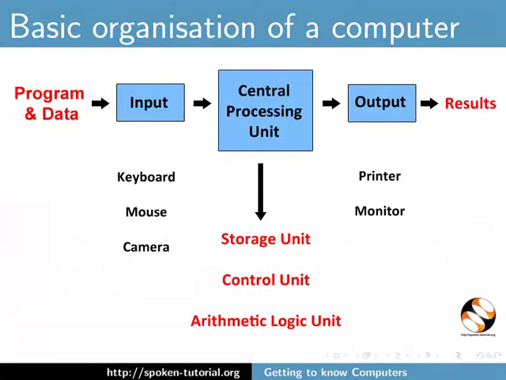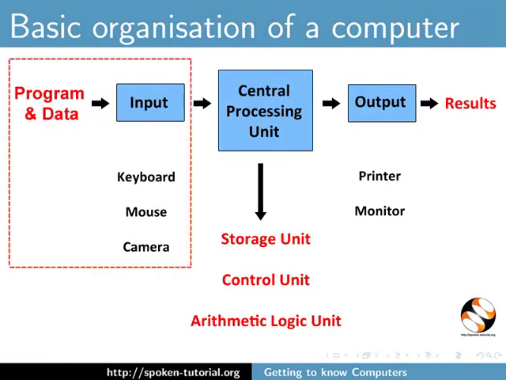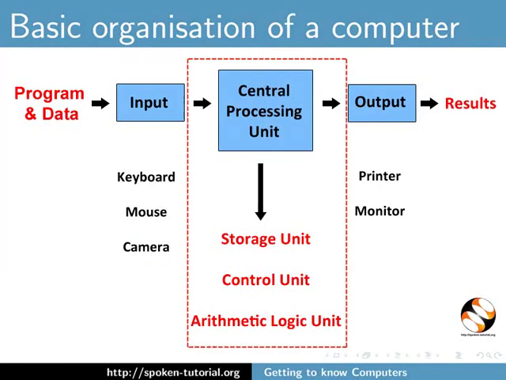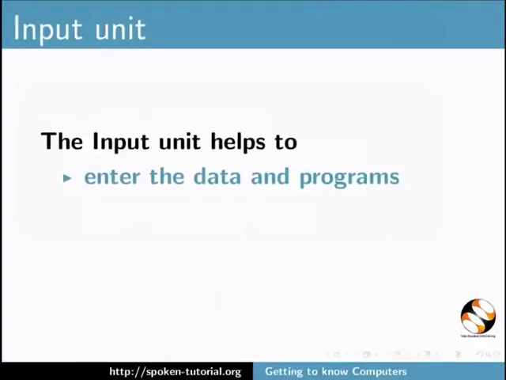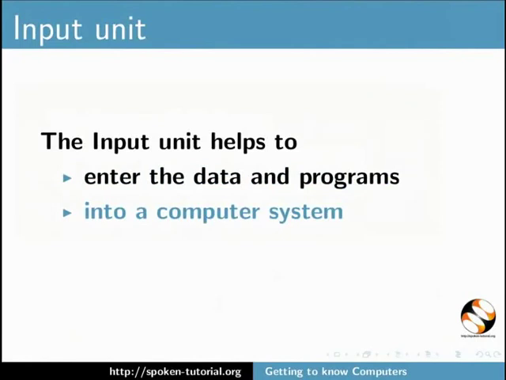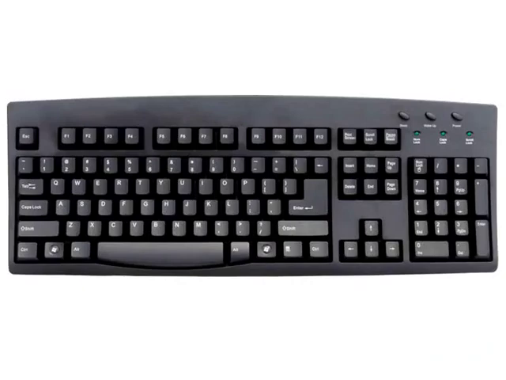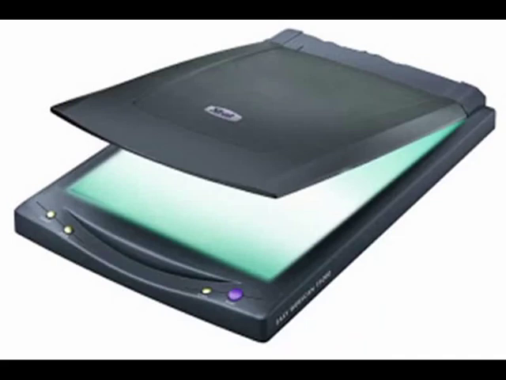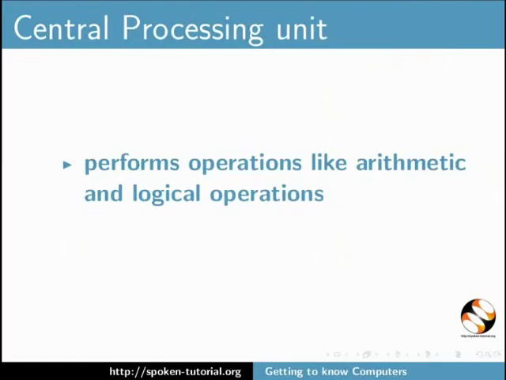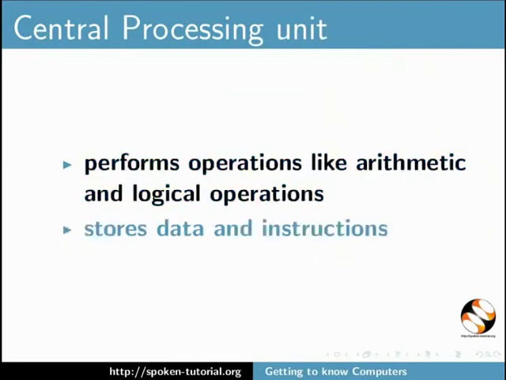Basic organization of a computer is as shown in this block diagram. Input unit, central processing unit, output unit. The input unit helps to enter the data and programs into a computer system in an organized manner. Keyboard, mouse, camera, and scanner are some of the input devices. The central processing unit performs operations like arithmetic and logical operations and stores data and instructions.